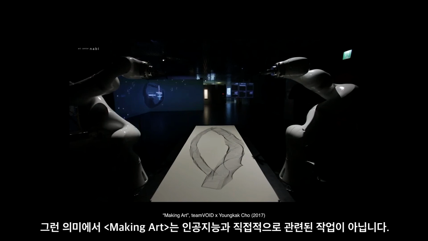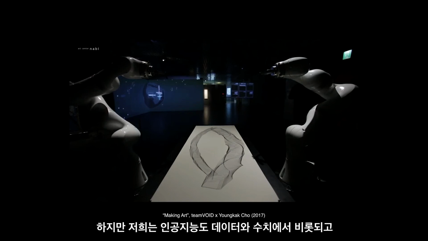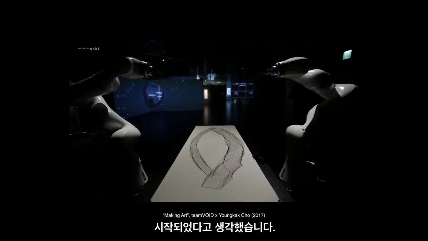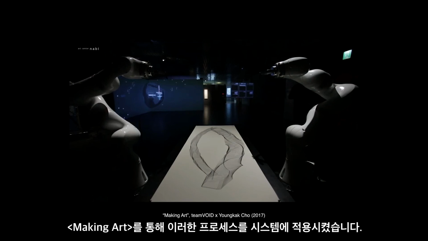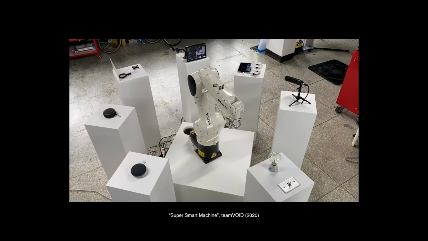And in this sense, Making Art is not directly related to artificial intelligence, of course, but we think AI also came from data and numbers. This is the starting point, right? After that, the machine can make some result in physical form or systemic output, right? So in this work, those kinds of processes are absorbed in this system, I think.